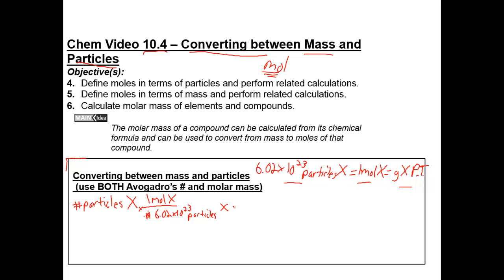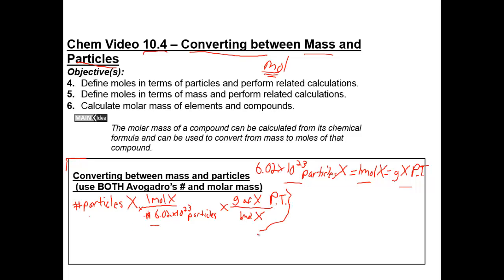And now that we're in moles, we could then go 1 mole of X is going to be equal to the amount of grams of X using that periodic table. So the atomic mass from the periodic table. So we can go from number of particles to moles, number of moles to grams.